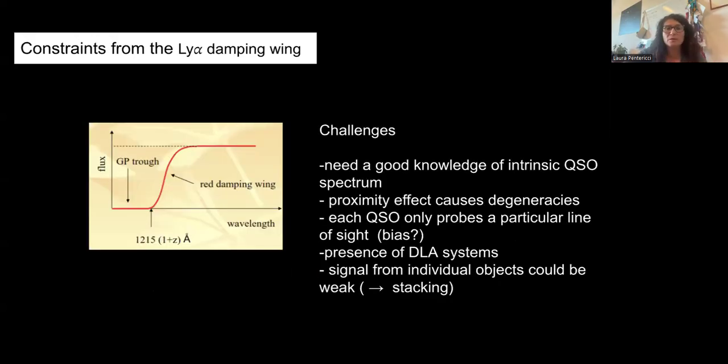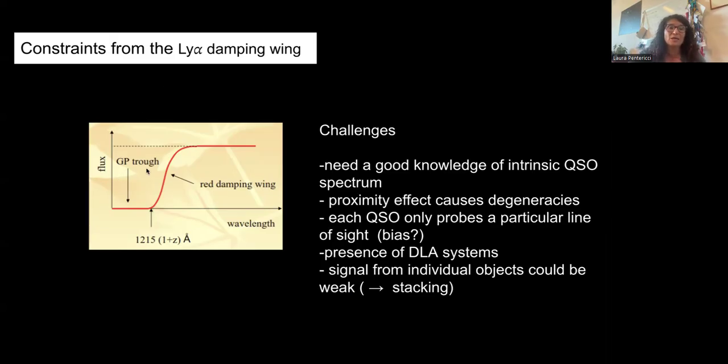So now we talk about a slightly different technique, which can be applied to both galaxies, but was first applied to quasars. It also allows us to get a constraint on the neutral fraction. Basically, this is constrained from the Lyman alpha damping wing.